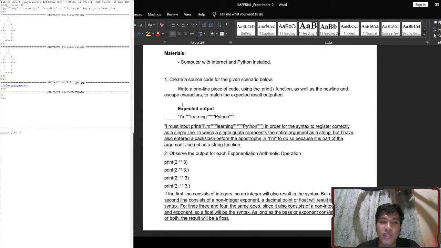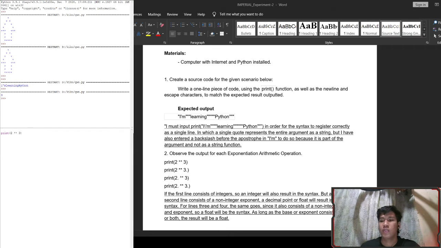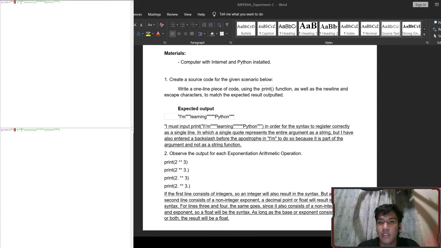Okay, number 1. Create a source code for the given scenario below. Expected input is this. So let's try this. Clear. So print. Then F5. Invalid syntax. So why is it invalid syntax? Because we should put a backslash since we use an apostrophe. So the input will go like this.